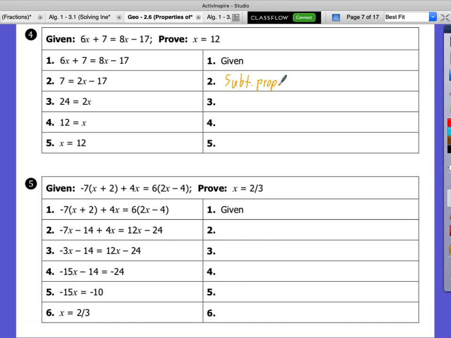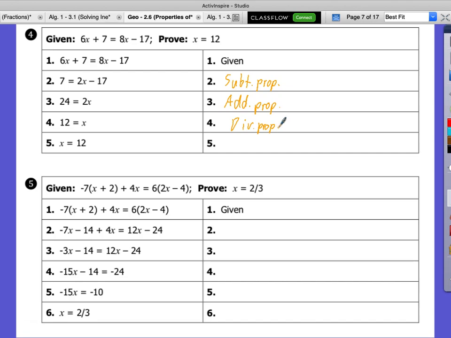So then from here, we add 17 to both sides. So that was what property, Betsy? What property was adding something to both sides of the equation? Addition property. Okay. So then we divide both sides, and we got what, Rowan? Division property of equality.